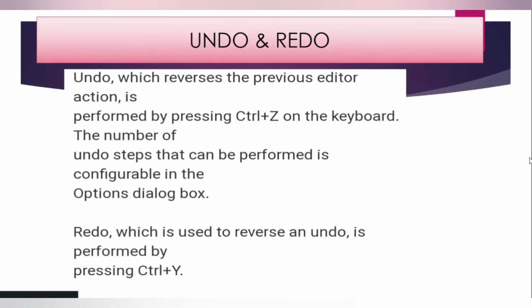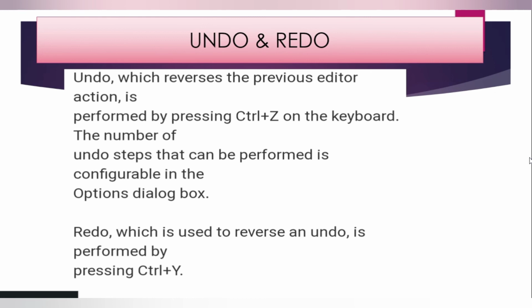Now next is redo and undo. This is a common thing we usually do while creating any text document. Let me tell you the difference between undo and redo. Undo, which reverses the previous editor action, is performed by pressing Ctrl plus Z on the keyboard. The number of undo steps that can be performed is configurable in the options dialog box. First we will talk about undo. Undo is the short term for reversing the previous editor action. What you performed in the previous task will be reversed, and that process is called undo.